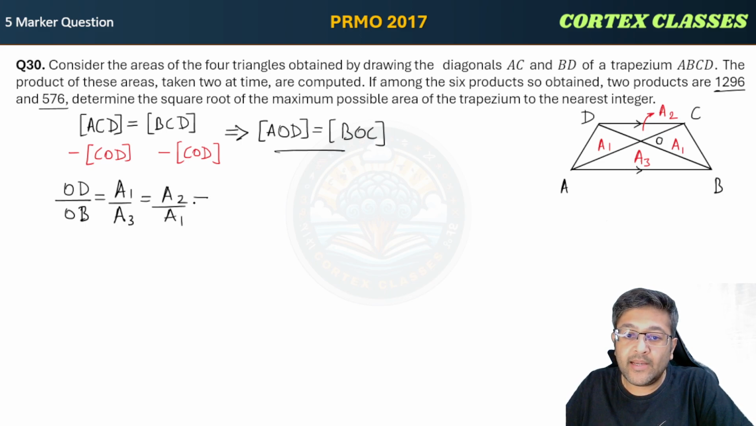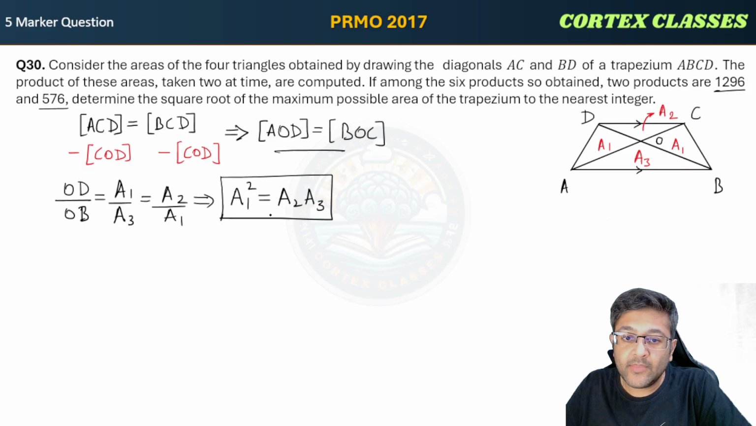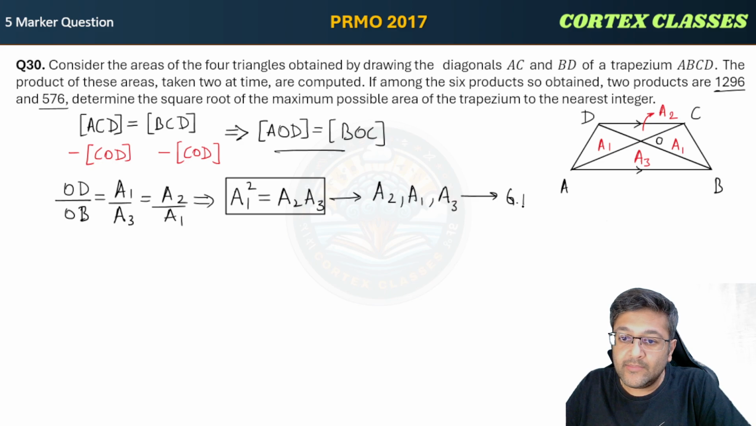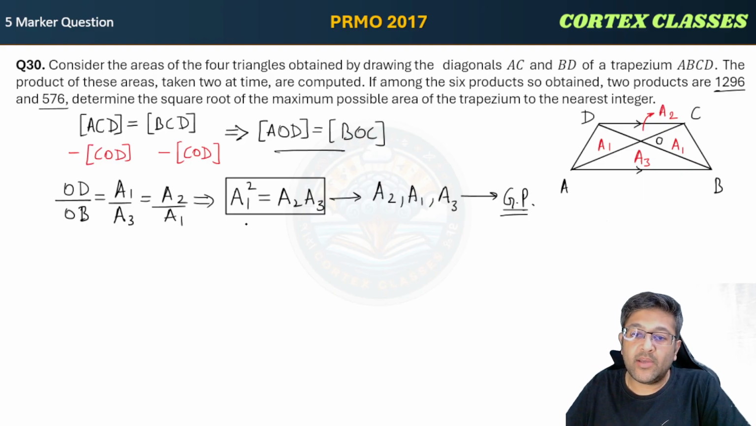A2 upon A1, right? So that gives you A1 square. A1 square is equal to A2 A3, right? So this gives you an important result: A2, A1, A3, not A1, A2, A3, rather A2, A1, A3 are in GP. That is the important case here, the condition I told you, A1 square equals A2 A3.